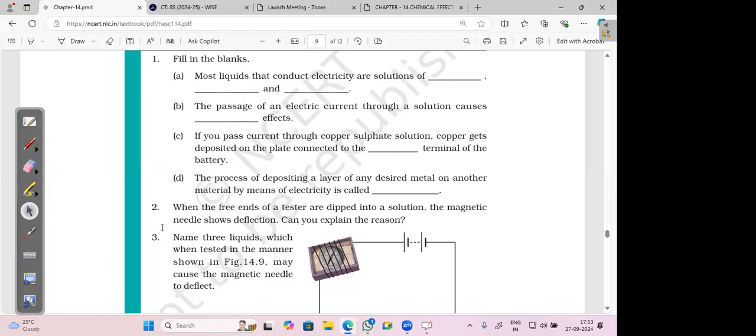When the free ends of a tester are dipped into a solution, the magnetic needle shows deflection because the solution is a good conductor of electricity. Also, when current is passed through a wire, it behaves as a magnet. Hence, when the wire starts behaving as a magnet, the magnetic compass starts showing deflections.